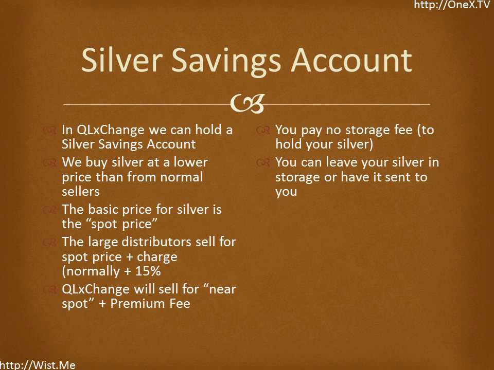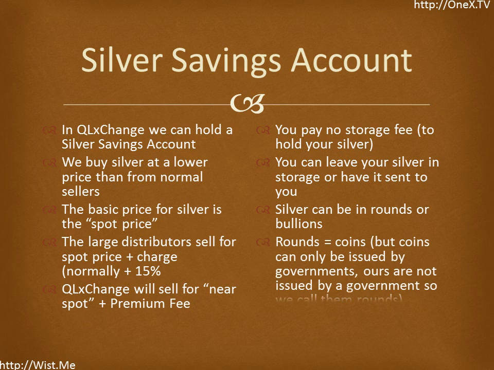Now if you are a Stargate cadet, then you pay the near spot price plus 10%. 10% is the premium fee. If you are Stargate 1, you pay near spot plus 9%. Stargate 2, you pay plus 8%. Stargate 3 plus 7%. And Stargate 4 plus 6%. So the higher your Stargate level, the less fee you pay. Alright.